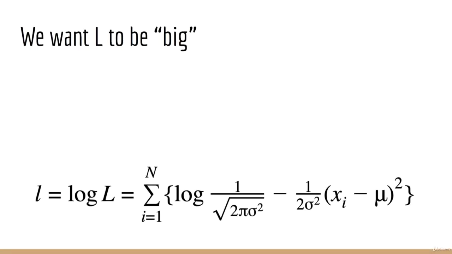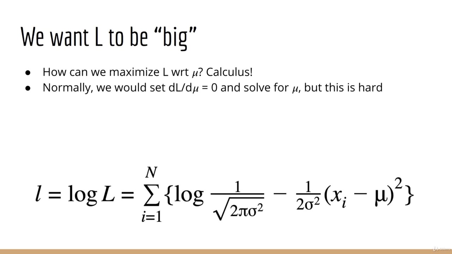So it's the same idea for L. We want L to be big so that mu is close to all of the data points x that we have collected. So how do we maximize L with respect to mu? Luckily, we can just ask our old friend calculus. Normally, the process would be take the derivative of L with respect to mu, and then set this derivative to 0 and solve for mu. But for probabilities, taking the log of L first usually leads to a more easily solvable derivative.